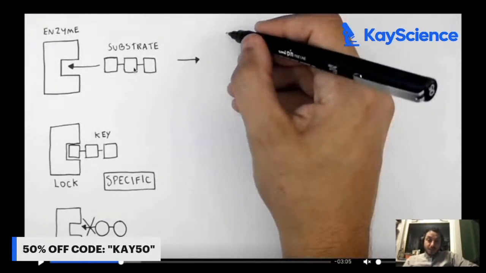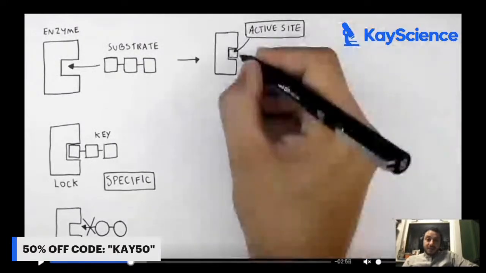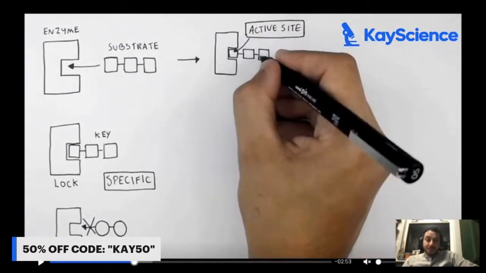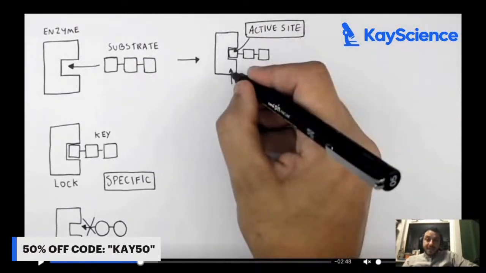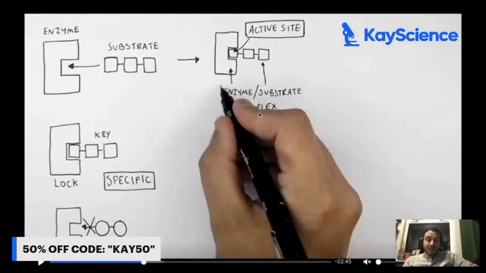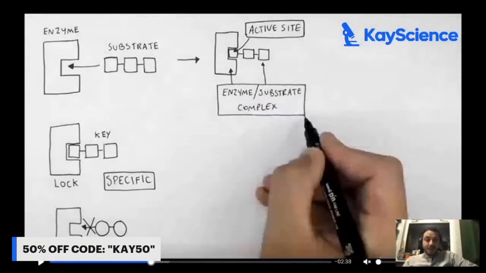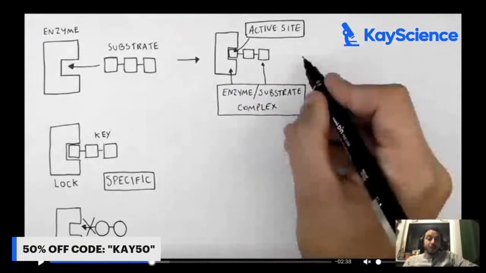It's got the enzyme, and the substrate has bound the active site of the enzyme, which I'm going to show you now. The active site is bound by the substrate. So this here is the enzyme substrate complex. Why is it called the enzyme substrate complex? This is because the enzyme is bound by the substrate. This is the enzyme substrate complex when the enzyme's active site has been bound by the substrate.